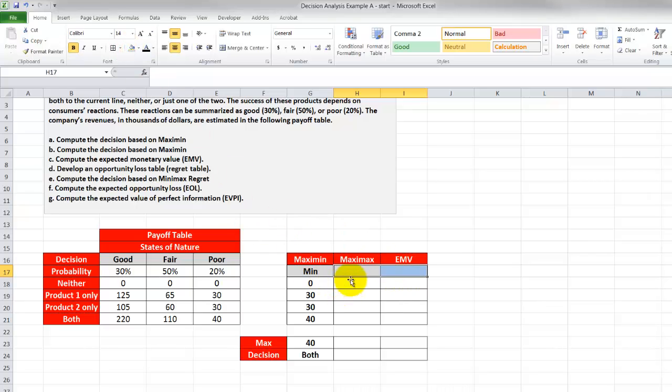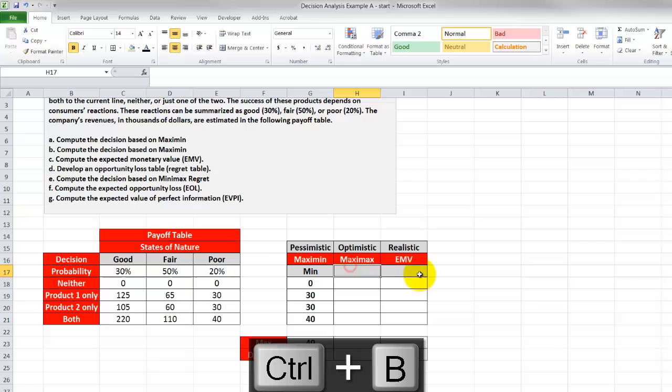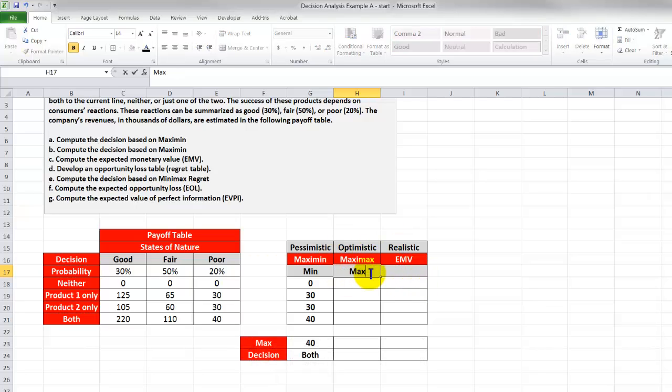Let me just format these while I'm thinking about it. Let's start with calculating the max. So this is going to be an optimistic strategy. So if you actually want to document this somewhere, we can put pessimistic, optimistic, and this is our realistic strategies here. Okay, so moving on to maxi max, let's find the max first.